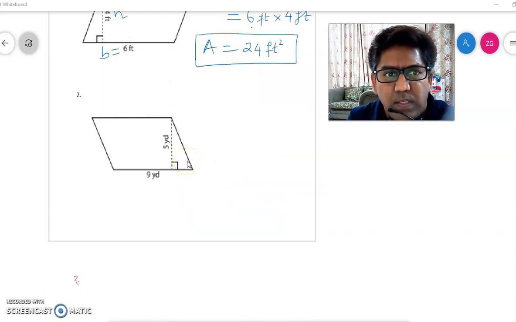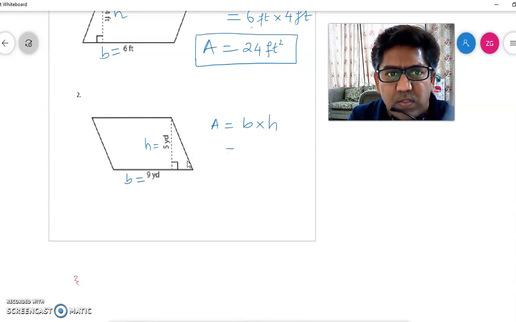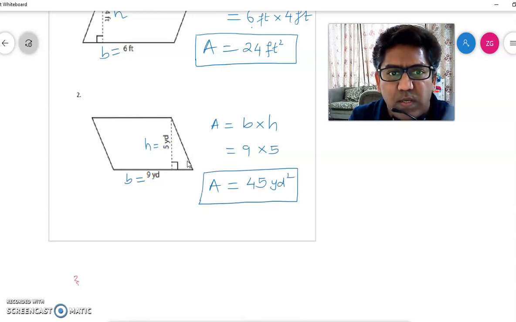Now let's have a look at example 2. Here the base of the parallelogram is given to you as 9 and the height is 5. So area is base times height. So base is 9, height is 5. 5 times 9 is 45. Unit is yard, so it will be square yard. So area of the given parallelogram is 45 square yards.